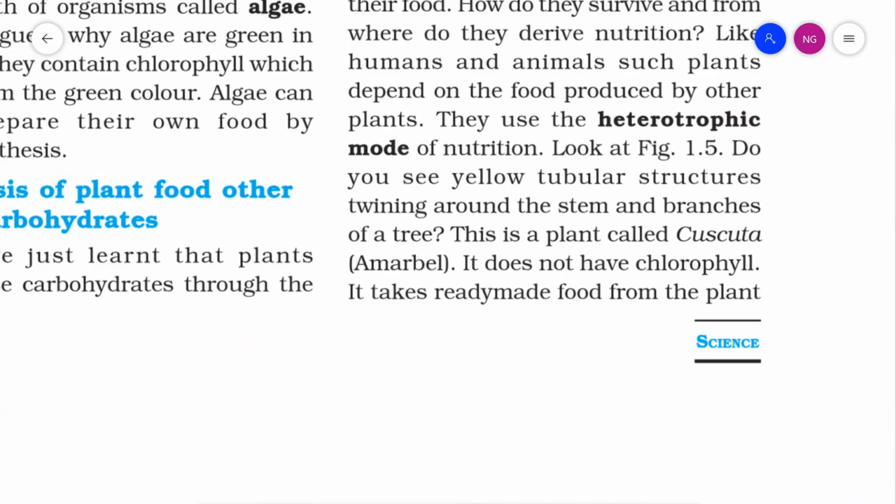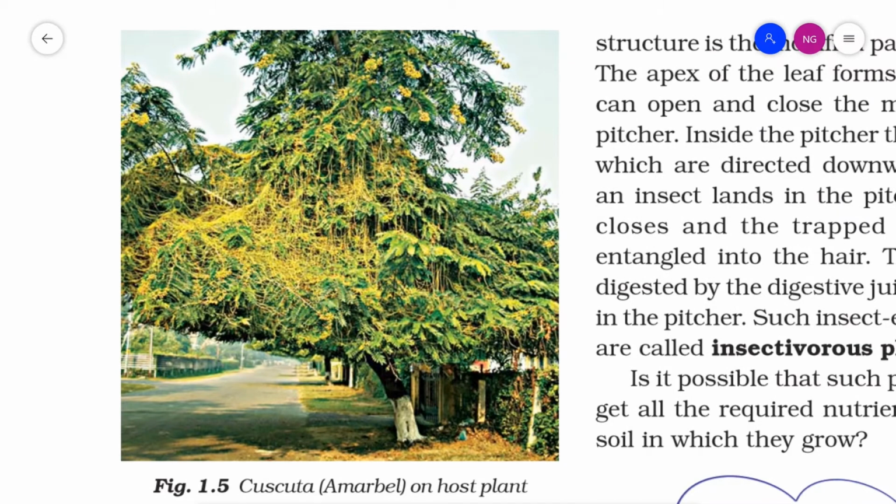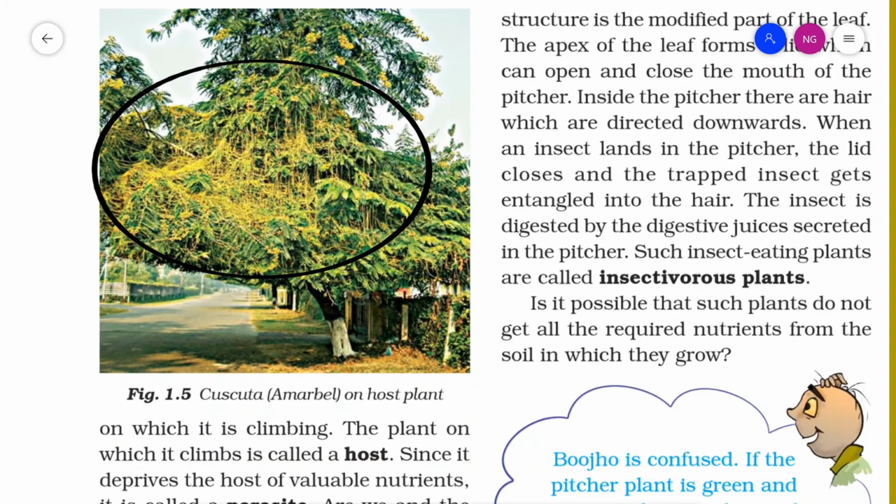Let's look at figure 1.5. This is Cuscuta, also called Amar bell. Here you can see yellow tubular structures which are twining around the stem or even around branches. And these plants are called Cuscuta. This Cuscuta plant doesn't have chlorophyll in it. Then how do they get their nutrition?